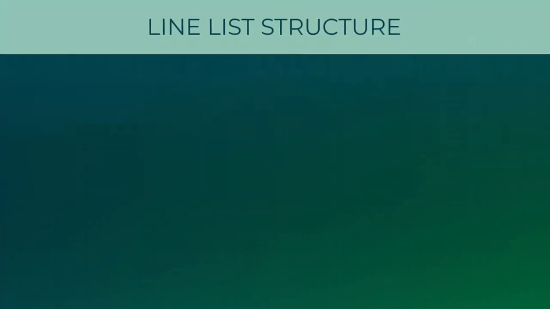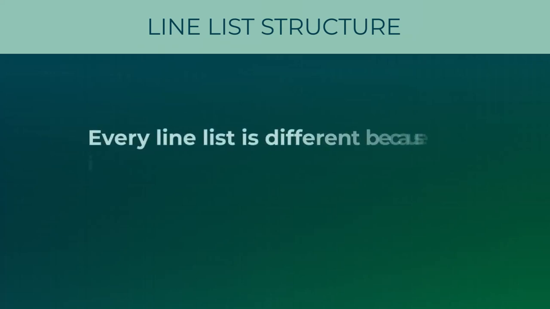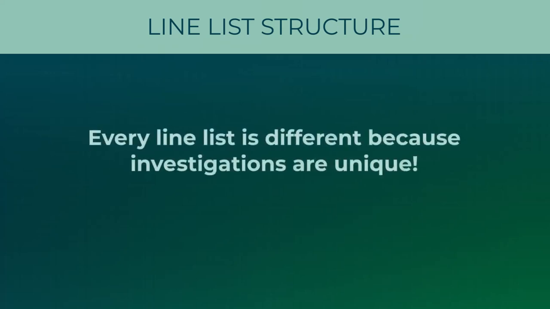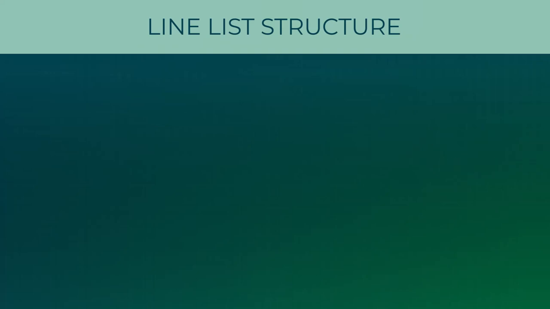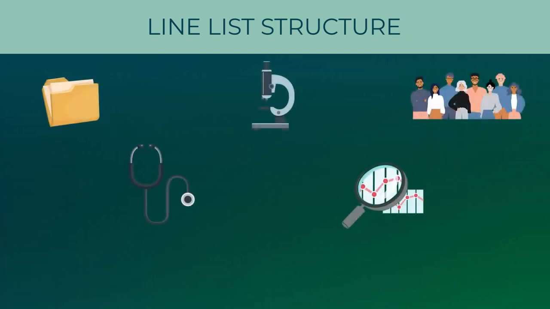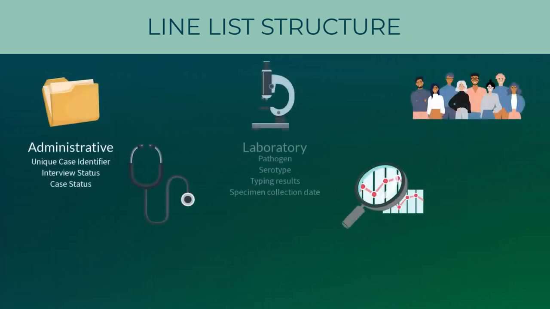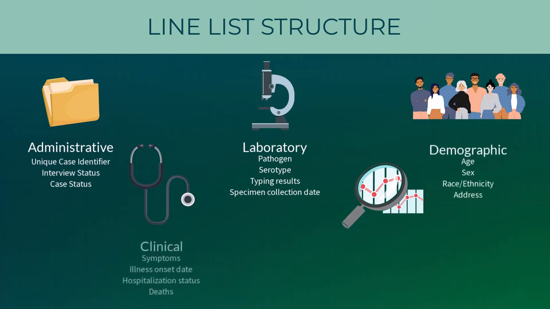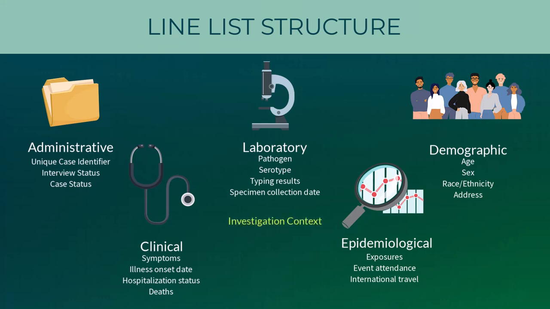The information included in line lists differs for every investigation because the details of every outbreak investigation are unique. They often contain some similar categories of information, including administrative, laboratory, demographic, clinical, and epidemiological. However, the specific variables will differ depending on factors such as investigation context, potential associated exposures, and the suspected pathogen.